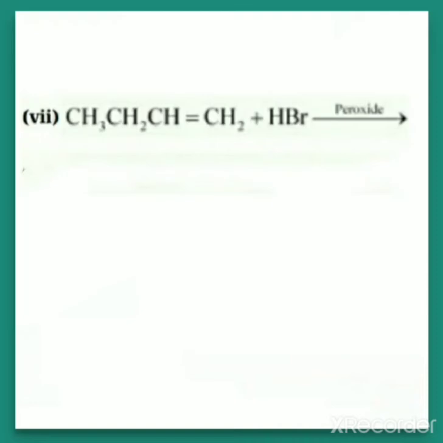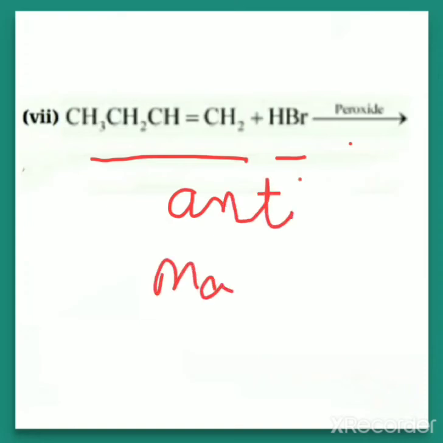The next reaction, first of all identify the reactant. What is this one? This one is an alkene plus HBr in the presence of peroxide. Just remember our general equation we have learned, alkene plus HBr. If there is a peroxide, we have to use the anti-Markovnikov rule.